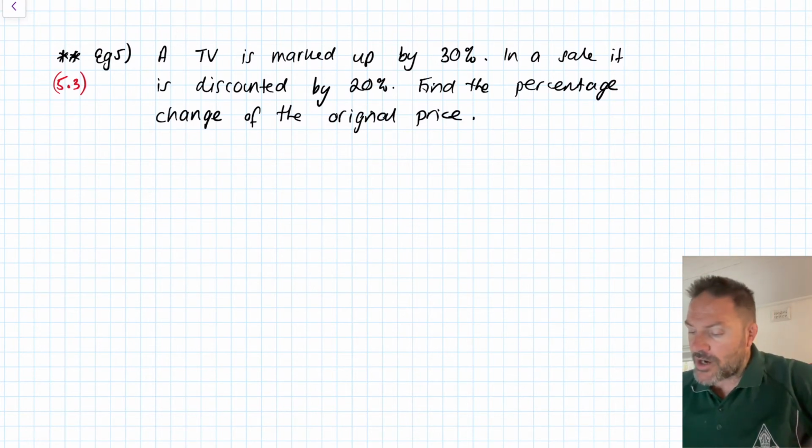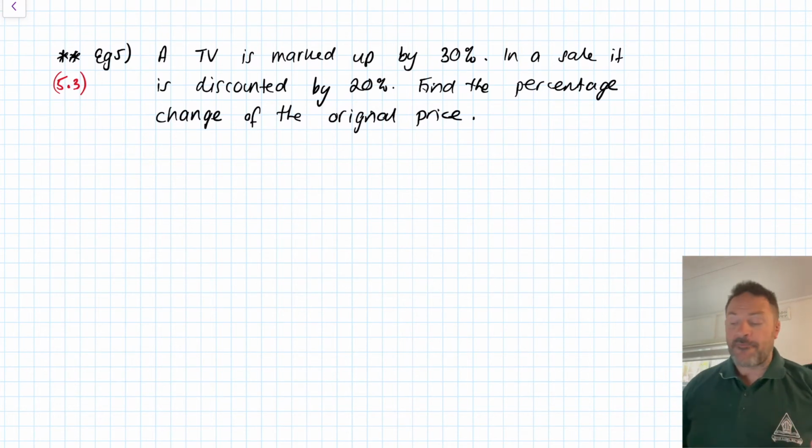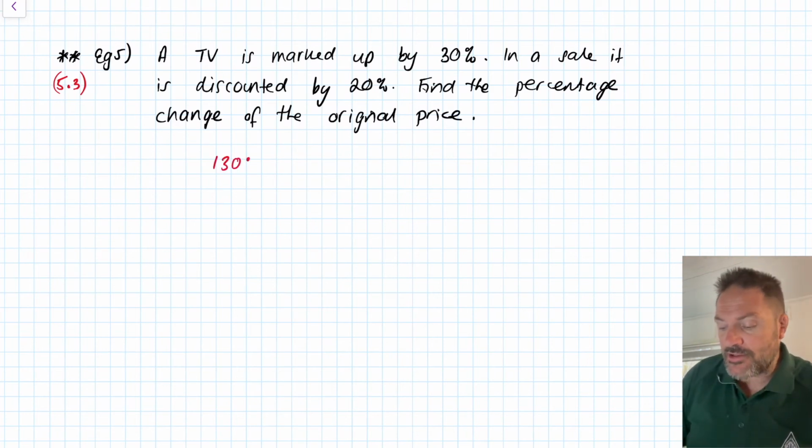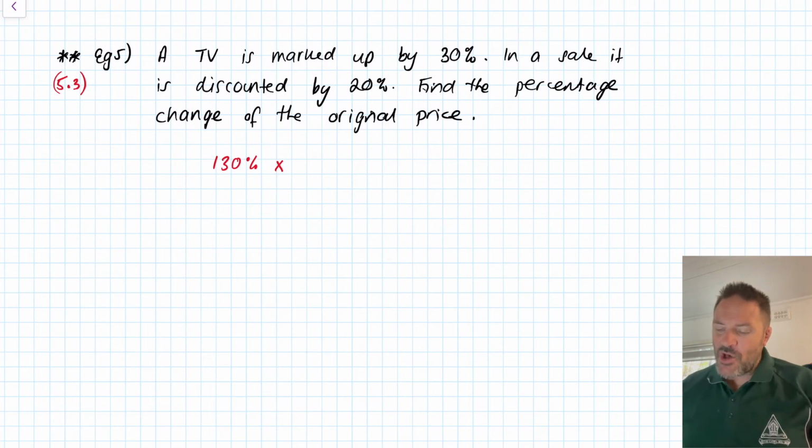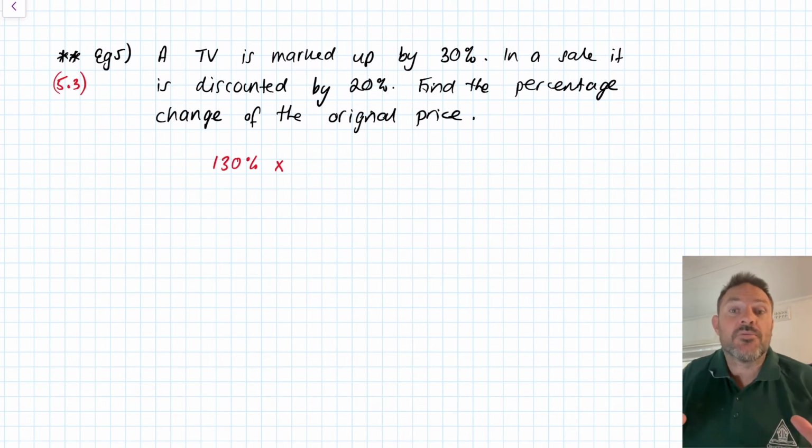Now, I'm going to use the quicker method for this. That's the instant multiplier. I'm marking it up by 30%. Therefore, I'm doing 130% times it by my price. Now, notice here that I don't really have an amount, do I? Now, a couple of things here. You can make things easy and just put an amount in.